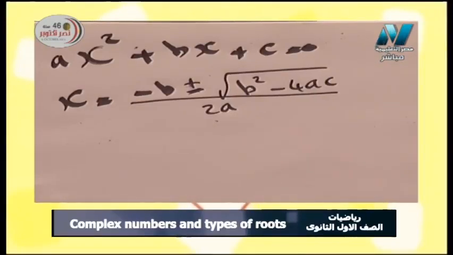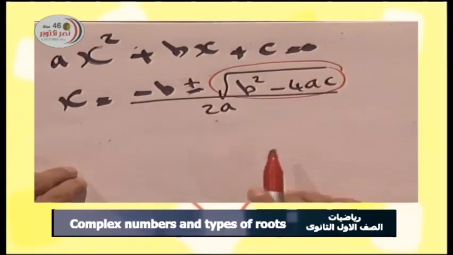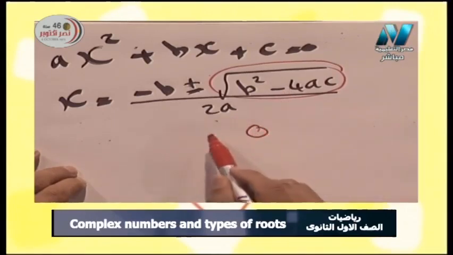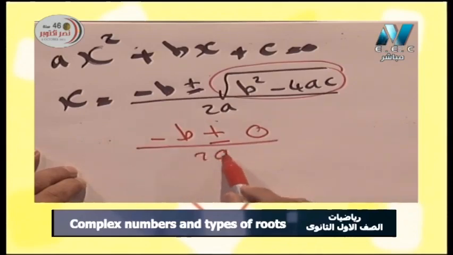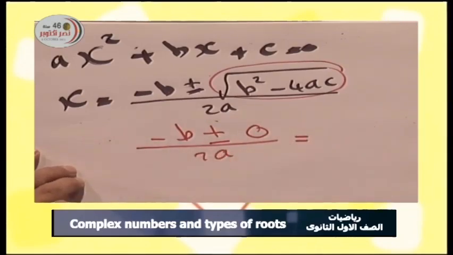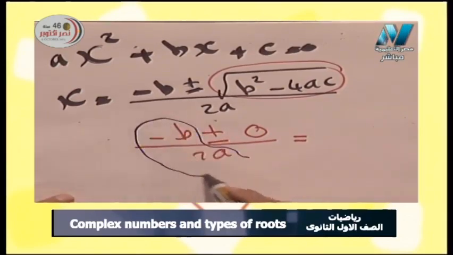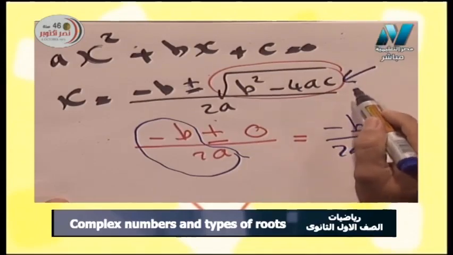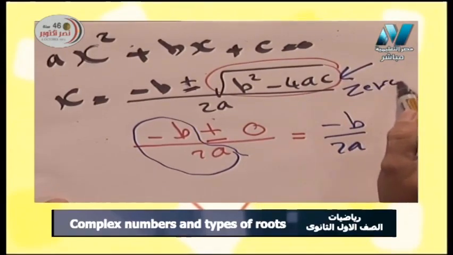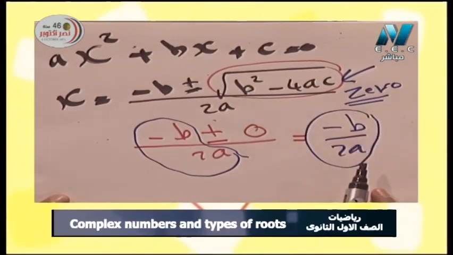So look carefully and concentrate on this number. If this number equals 0 here, we have plus or minus 0, leaving negative b over 2a. What happens? We have only one number, which is negative b over 2a. So when the discriminant equals 0, then we have only one number, negative b over 2a.